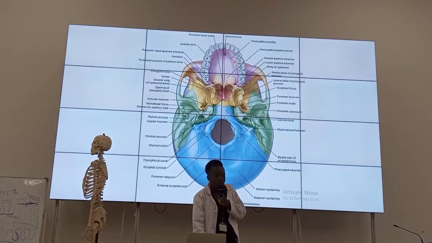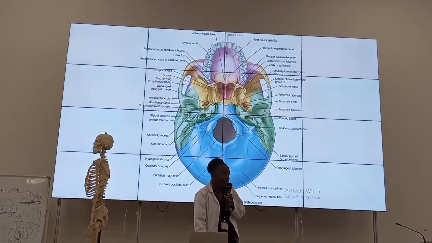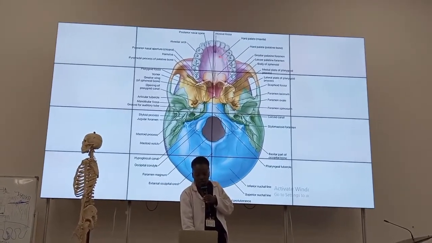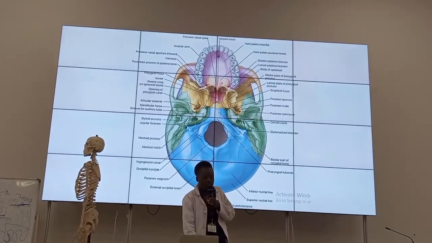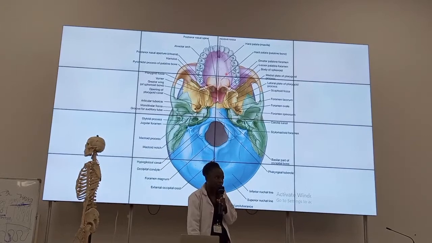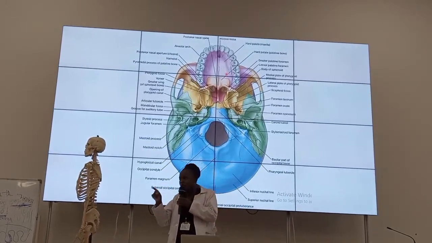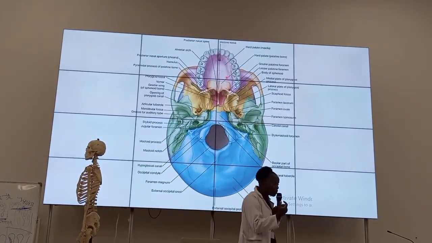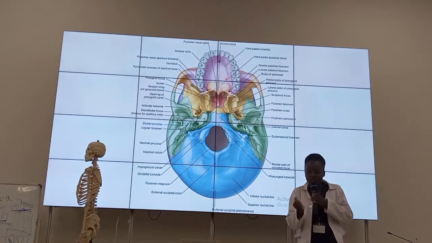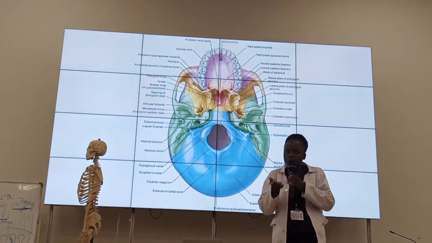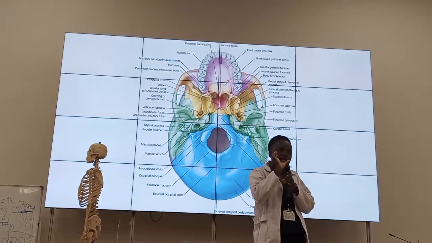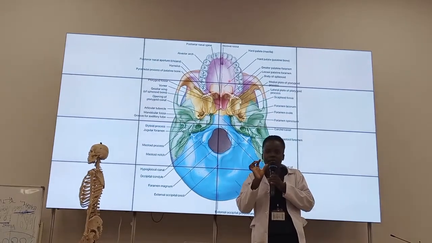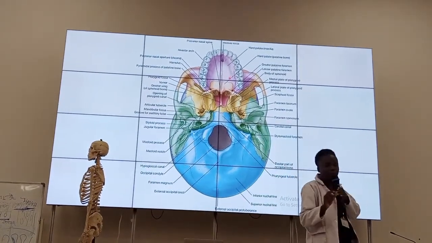Now, this palate, you realize that it is divided into two. The anterior part, which is supported by bone, is known as the hard palate. The posterior part of the roof of your oral cavity is soft, and so we call it the soft palate. If you try to lift your tongue, you'll be able to feel that the anterior part of the roof of your mouth is hard. That is the hard palate. Why is it hard? It's because it is supported by bone.